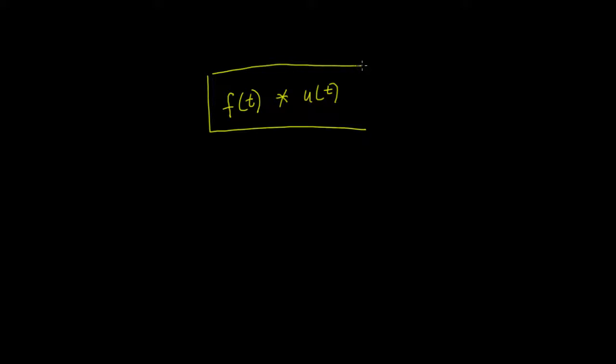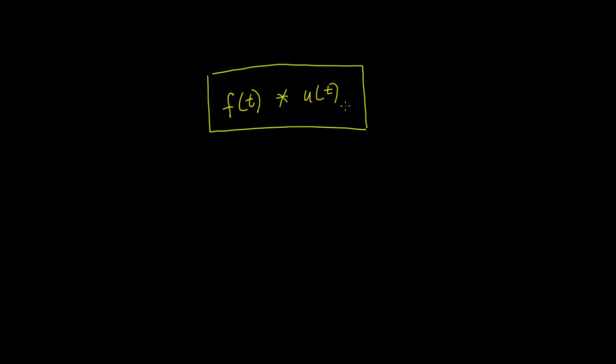So the idea that we're going to work through is that we can integrate a function by taking the function, say f of t, this is the function we wish to integrate, and if we convolve it with a unit step u of t, then we will find the integral of that function f of t. Okay, so that's the idea. Now we can describe that graphically.